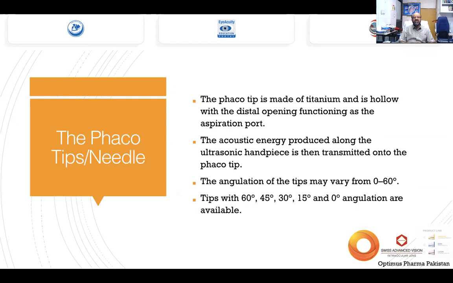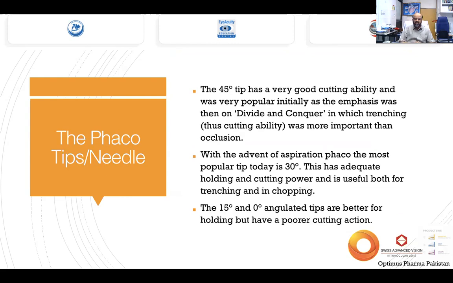The 0 degree tip is just straight and easy to occlude. The 45 degree tip, which was initially in use, was difficult to occlude and hold the piece. So mostly the tip being used these days is 30 degrees, because it gives both the benefit of rapidly and easily occluding the tip to generate the vacuum, and it also helps shaving and sculpting. So as we discussed, 30 degree is the recommended tip these days.